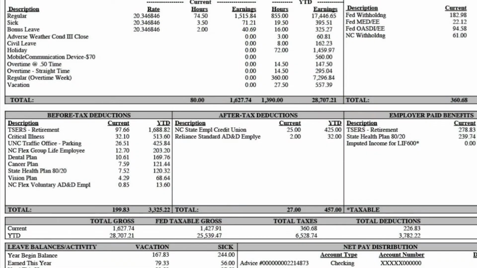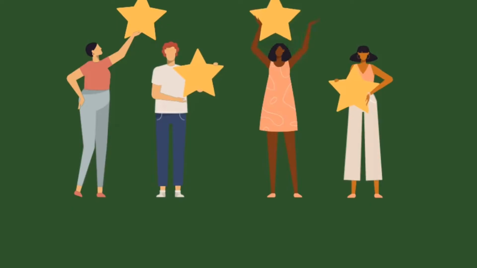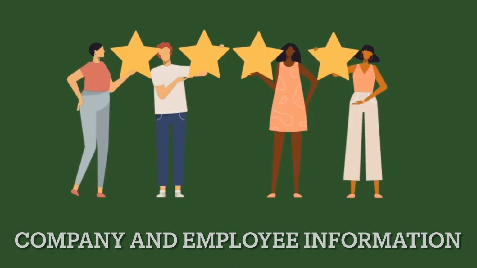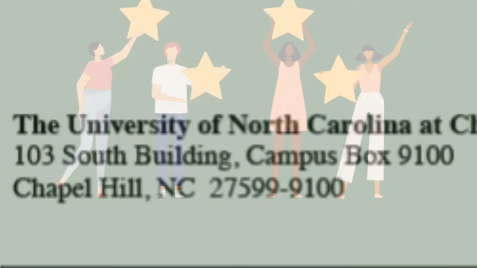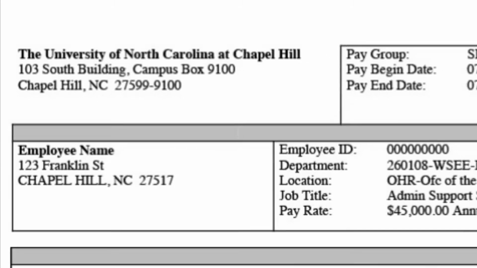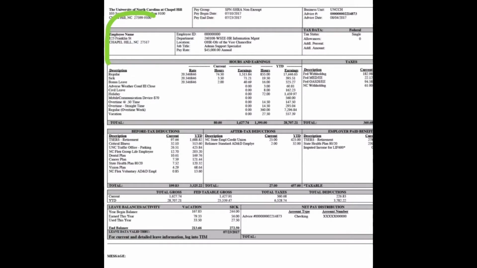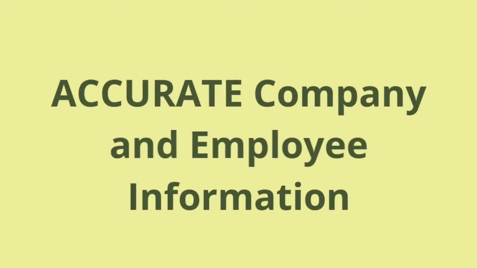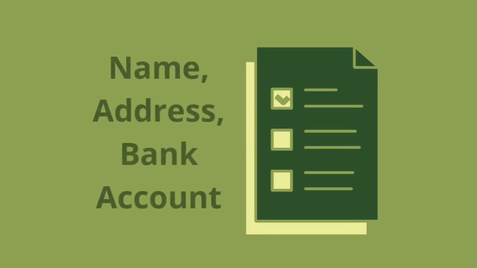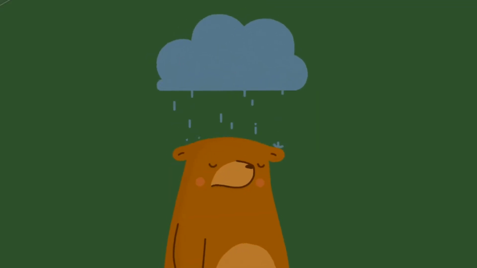Keep in mind, pay stubs can look different, but they always include the same or similar information. The first section to look for is company and employee information. The company address needs to be the same address the business uses with tax authorities, the government, and their bank. Next, make sure your information is accurate and up to date. Things like your name, address, bank account. This is important to check because incorrect info causes delays and problems that tax agencies don't really like to solve for you.